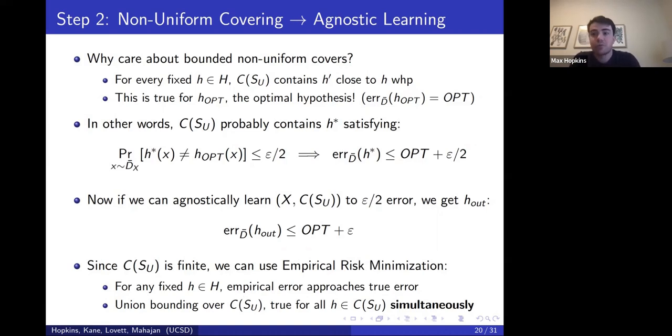So basically, I can just run empirical risk minimization, pick the best hypothesis on an empirical sample, and this will guarantee with high probability that I output something with opt plus epsilon error. And this is the definition of winning the agnostic game. So once I have a non-uniform cover, I can win the agnostic game. Any questions on that before moving to the final step of the analysis?